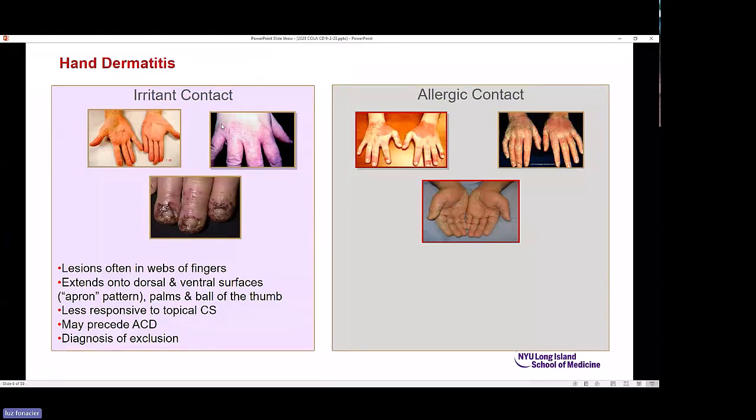It can precede allergic contact dermatitis, so it's not uncommon to have both irritant and allergic contact dermatitis. And as I said, it's a diagnosis of exclusion. You have to exclude allergic contact dermatitis by doing your patch test.